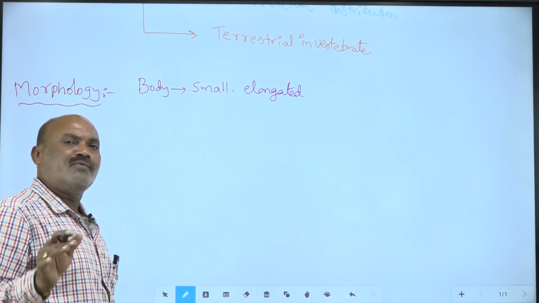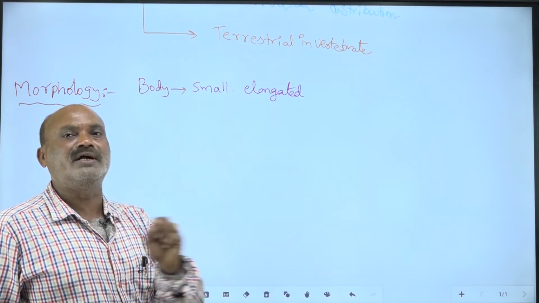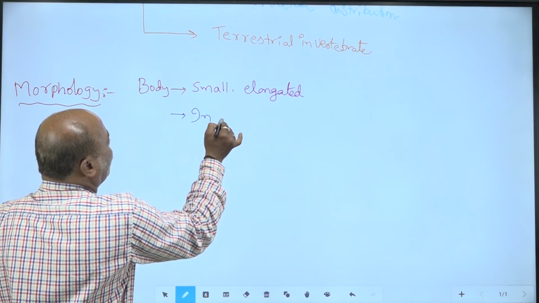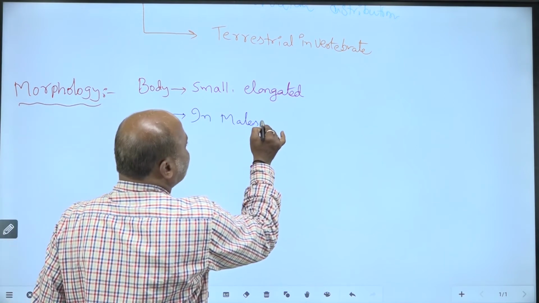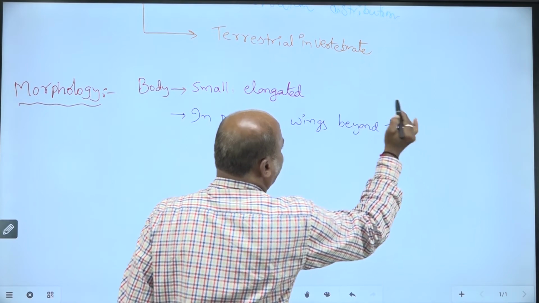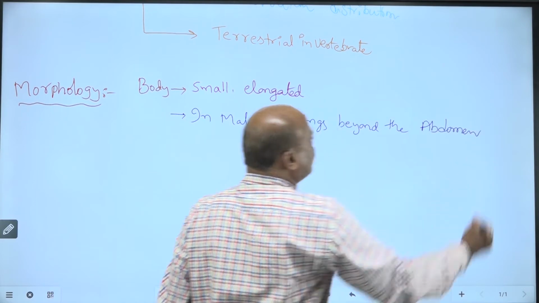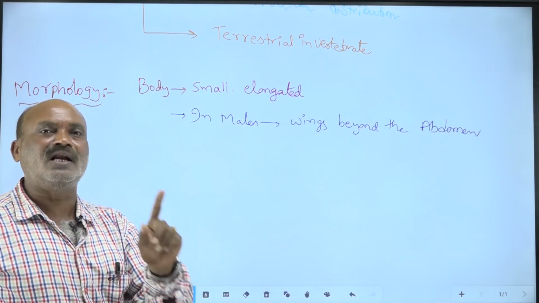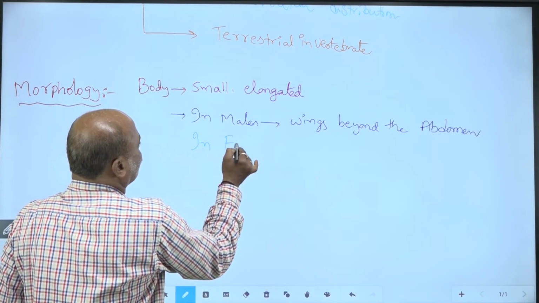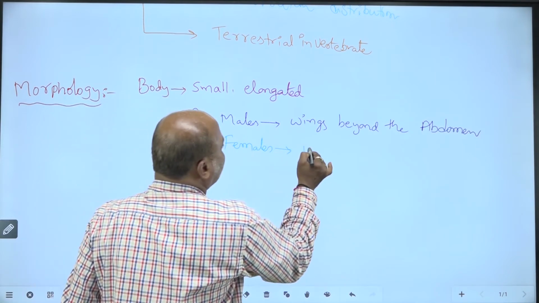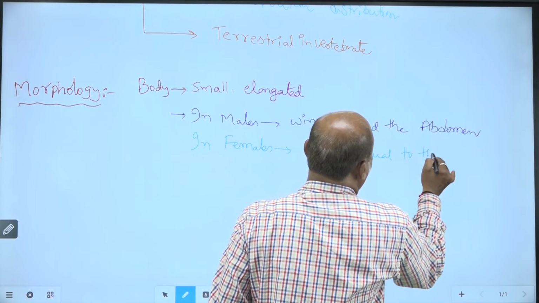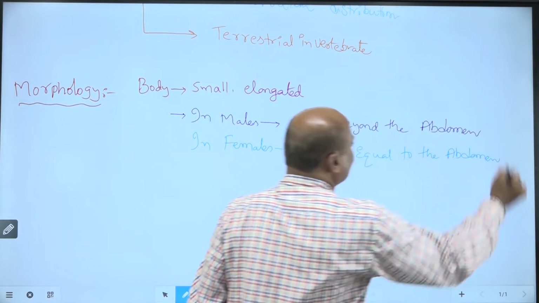In male cockroach and female cockroach, the wing nature is somewhat different. In male cockroaches, the wings extend beyond the abdomen, so the size of the wing is larger than in females. In females, the wings are equal to the abdomen or body size.